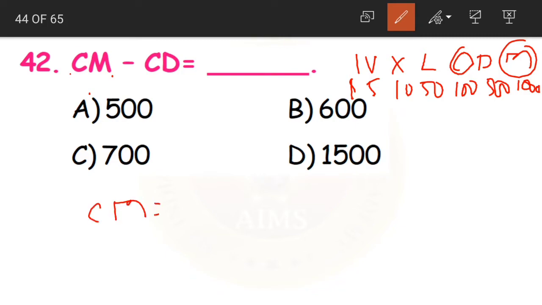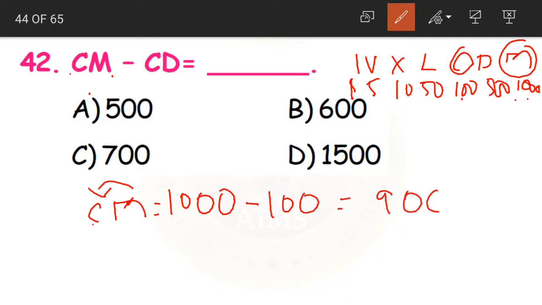CM, what is this? C is 100, M is 1000. Now children, if you remember how to do the Roman numbers, here the small number is to the left of the larger number. That means we need to subtract. Yes, 1000 minus 100 is equal to 900.